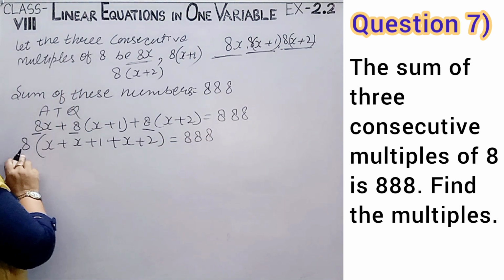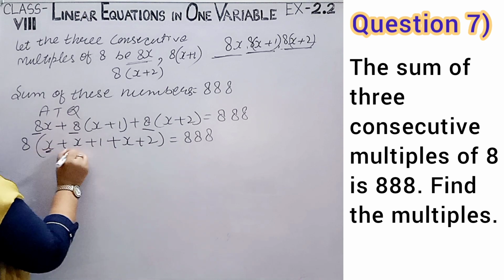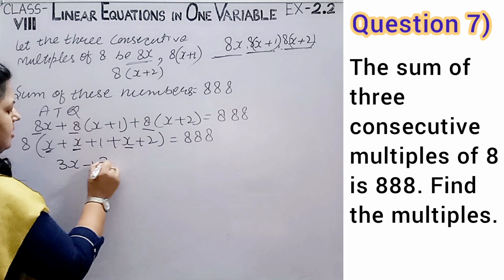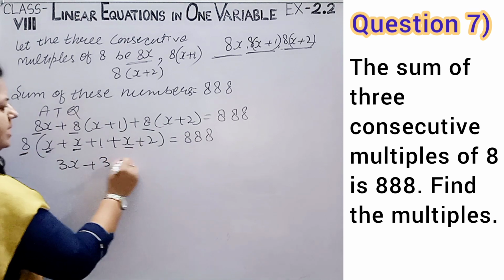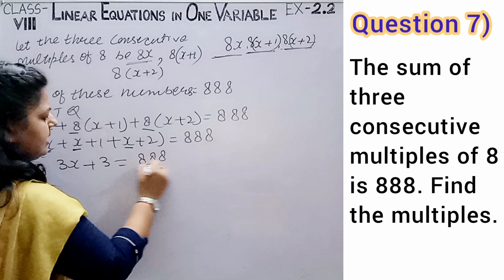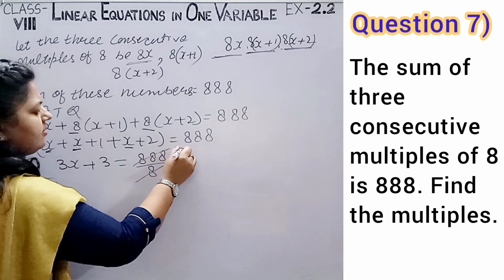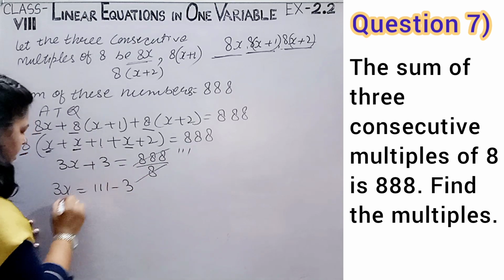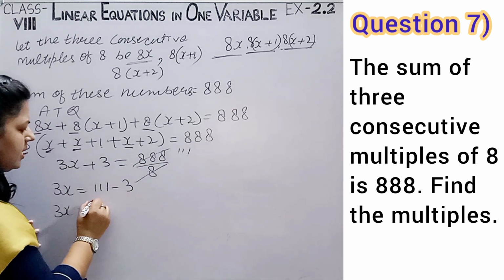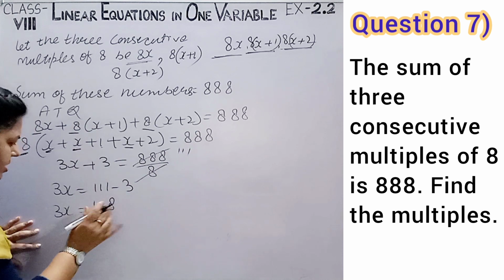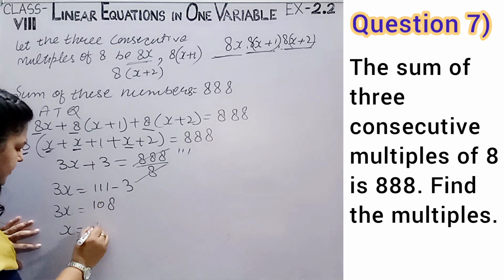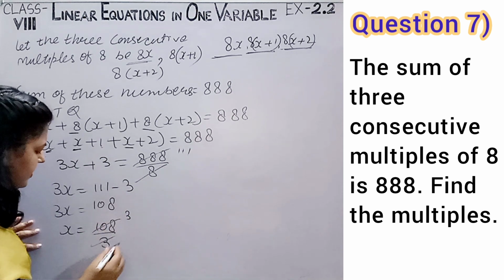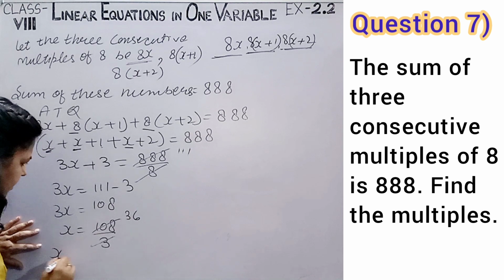Now transposing 8 from left to right. We have 3x here plus this 3, and 8 goes to the right, 888 upon 8. Now cancel out 1, 1, 1. 3x equal to 111 minus 3, and 3x equal to 108. Now dividing 108 by 3: 3 threes are 9, 3 sixes are 18. So x equal to 36.